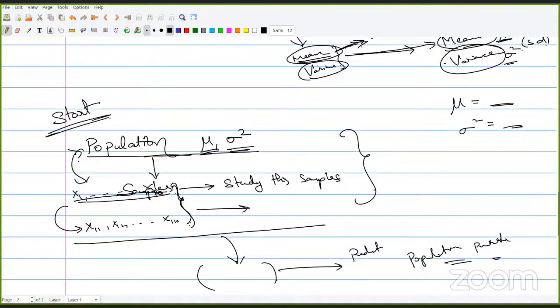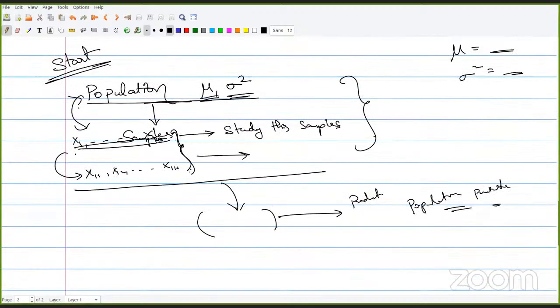Okay. Yes, sir. Got the point? Okay, sir. It means the examples used in the slide are just for understanding purposes. So how are the sample means and the population mean closely related? That is why we take samples as random variables also.